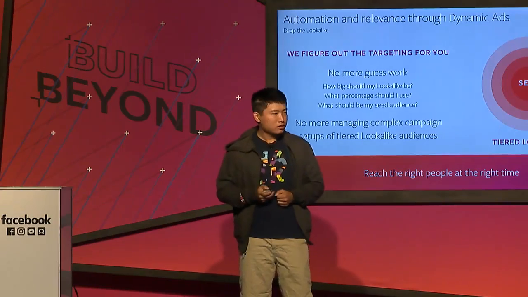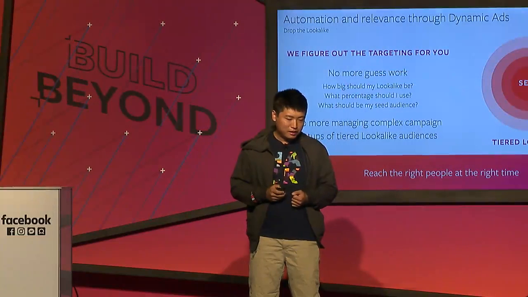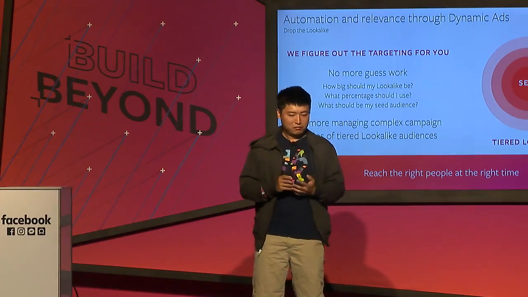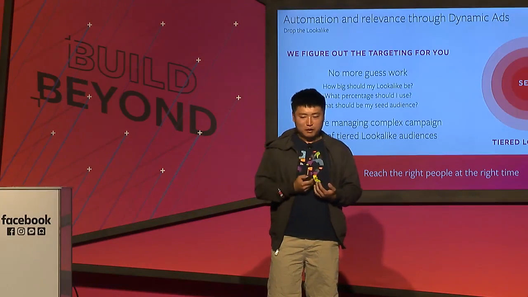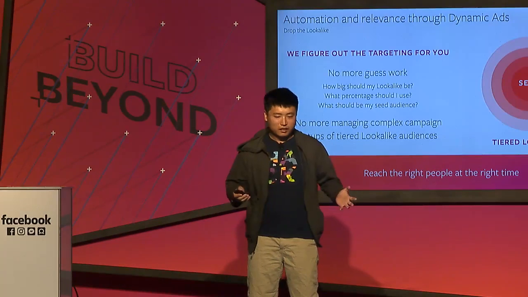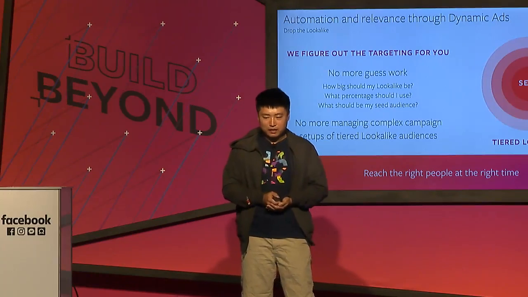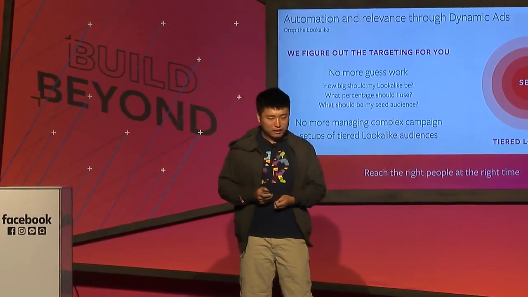Dynamic Ads also automatically figures out what targeting to use for you. Remember those questions we talked about earlier that you had to guess at? Like, how big should your lookalike be, and what percentage similarity should you use? Maybe what seed audience you should use? That's a lot of questions to answer, not many answers. Have you ever had to manage complex campaign setups composed of tiered lookalike audiences? How to even choose the tiers, the bids, whatever? With Dynamic Ads, you don't actually have to do any of that anymore. It's all completely automated. You can drop the lookalike and let Dynamic Ads automatically figure out the right people to reach at the right time. No more guesswork.